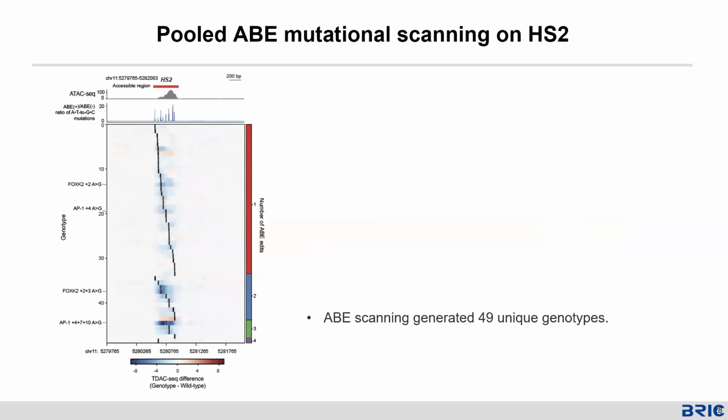So the previous screen used Cas9 cutting, and next we repeated the same experiment but performed the ABE base editing screen on HS2. And using the same guide RNA library, this ABE screen generated 49 unique genotypes.